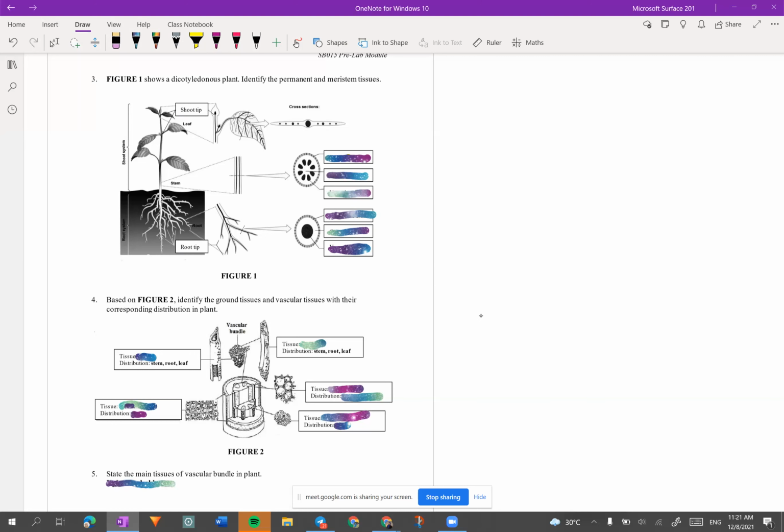So yang ni pula epidermal tissue. What do you think? Is it permanent or is it meristem? Diam sebab dah tidur ke apa?